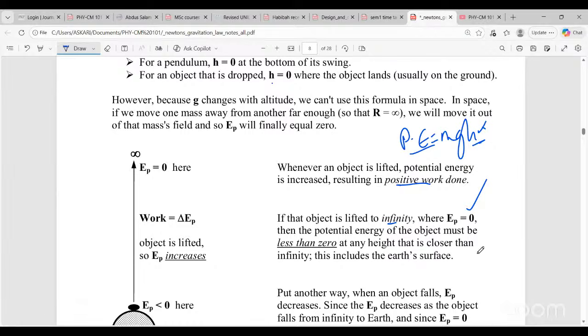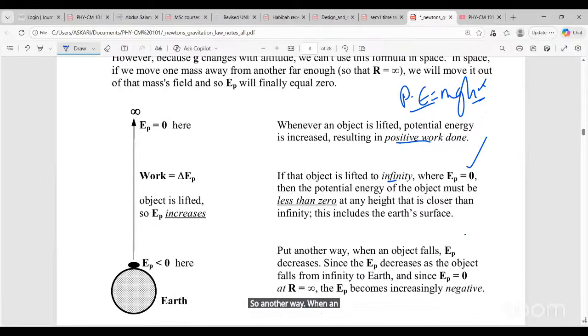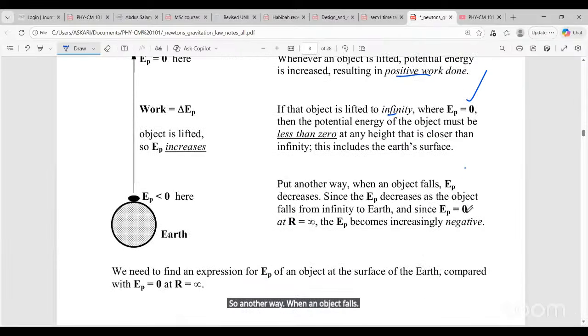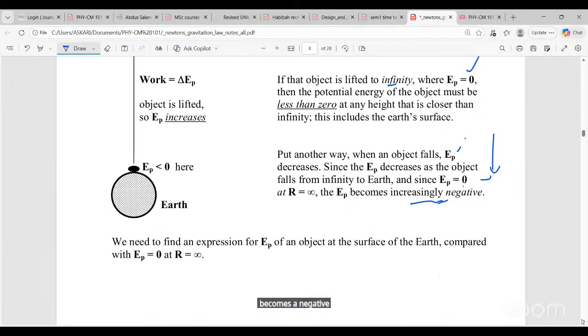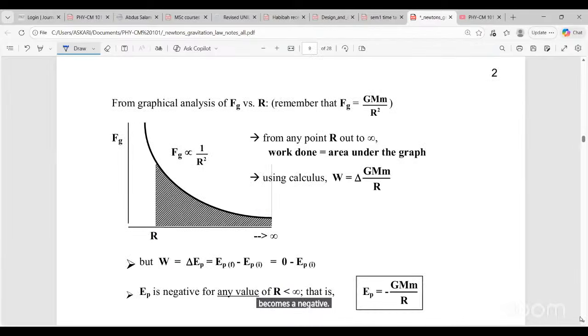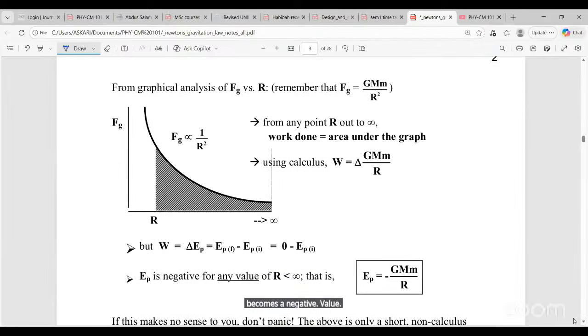So another way, when an object falls, the potential energy decreases because the height is decreasing. So since the potential energy decreases as the object falls from infinity to Earth, and since EP is equal to 0 at infinity, then it increasingly becomes what? A negative value.